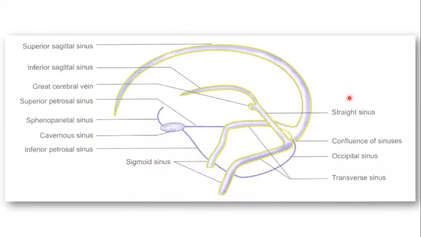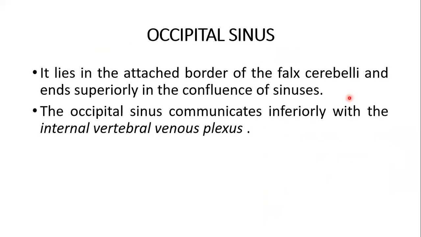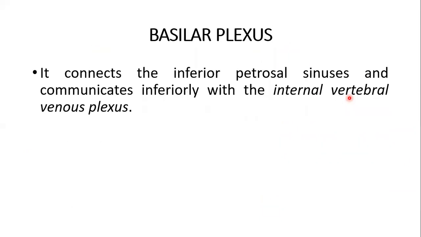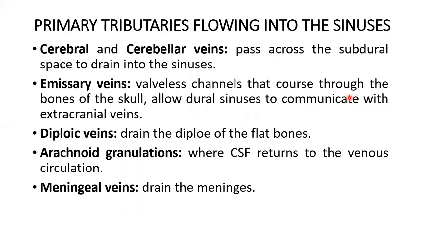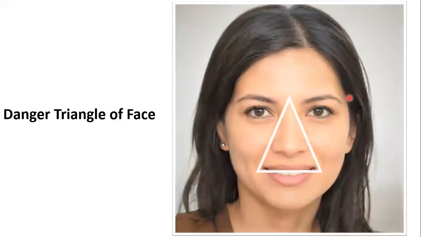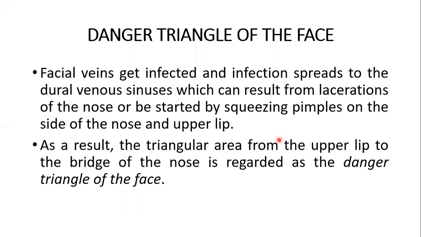So I think no important point is left, and no clinical anatomy, but a few points at this end are left. Let's discuss that. This is the danger triangle of the face. I've told you already, you can identify it: from the upper lip to the bridge of the nose. This is the danger triangle.